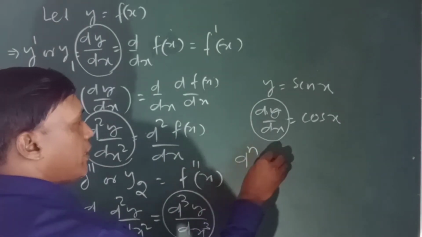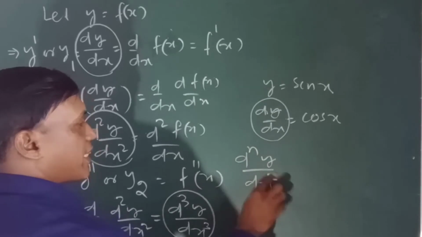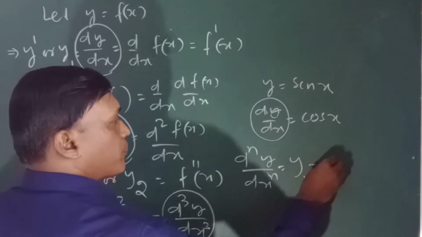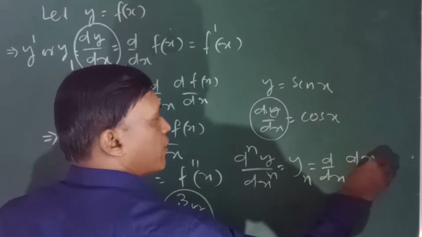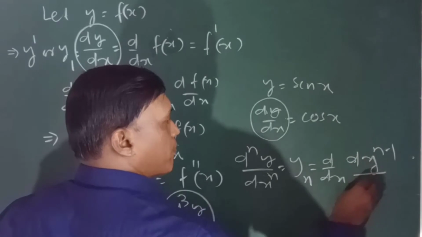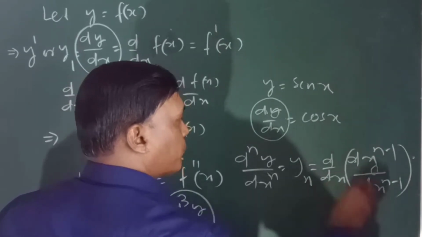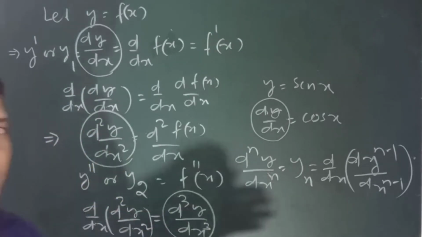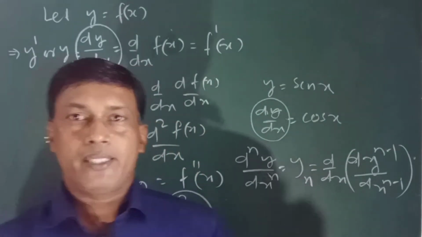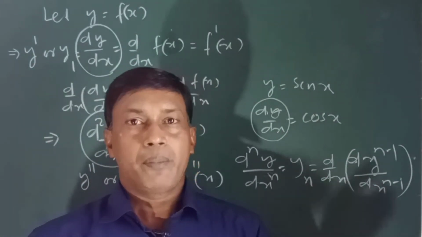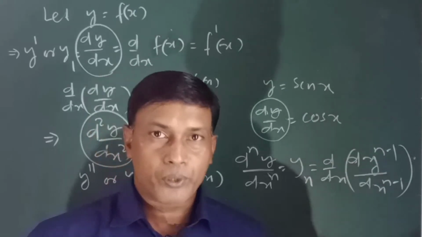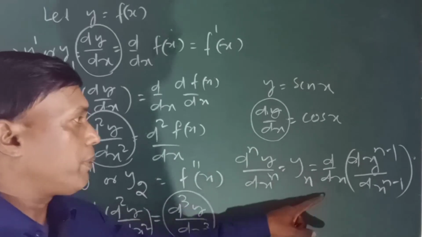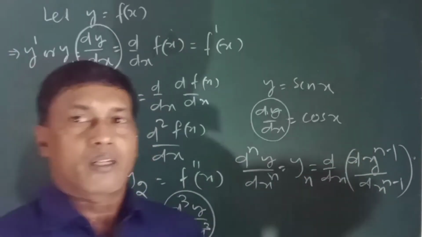That means d^n y by dx^n, which is also written as y_n, and this is the derivative of d^(n-1) y by dx^(n-1). Look, second order is the derivative of first order, third order derivative is the derivative of second order. Continuing in this way, fourth order derivative is the derivative of third order, fifth order derivative is the derivative of fourth order. Similarly, d^n y by dx^n, the nth order derivative, is the derivative of the (n-1)th order derivative.